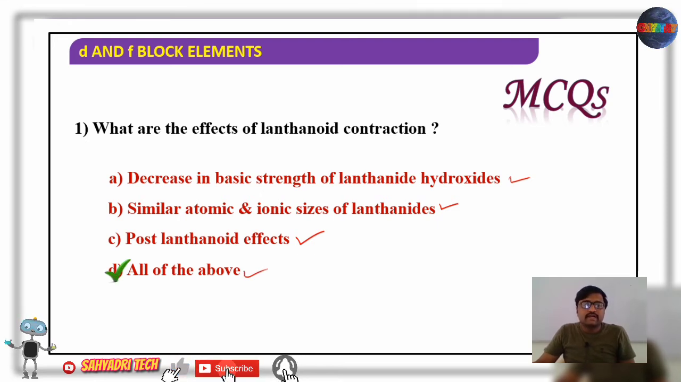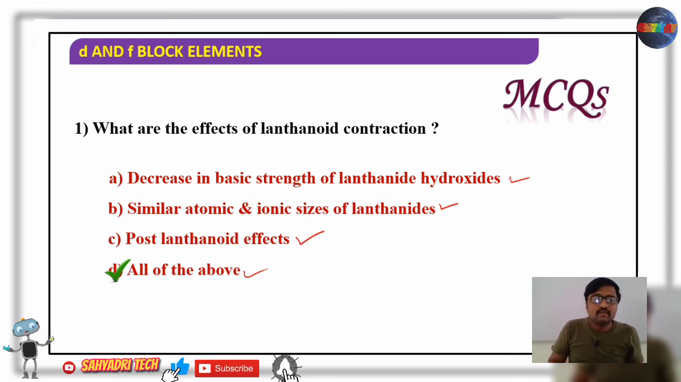So what are the effects of lanthanide contraction? Because of lanthanide contraction, the consequences observed are a decrease in the basic strength of lanthanide hydroxides. There is a similarity in the atomic and ionic radii of lanthanides, and we are going to observe post lanthanide effect. Therefore, all three options are correct. So option D is correct here, right?